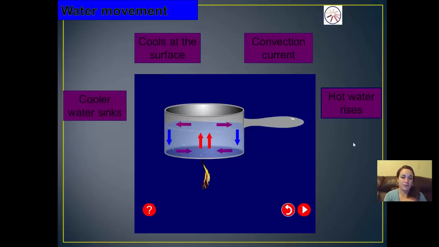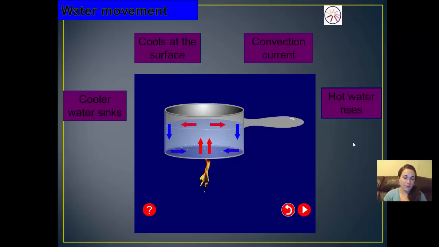So one would be you're boiling some water. You put that pot of water on your stove, it's touching that stove, and that's where the heat source is. So it heats that water at the bottom of your pan. That water moves up because it's less dense. It gets away from the heat source, so it cools and it comes back down. So it kind of creates a circle.